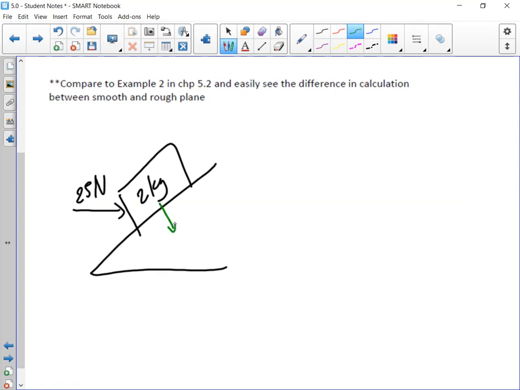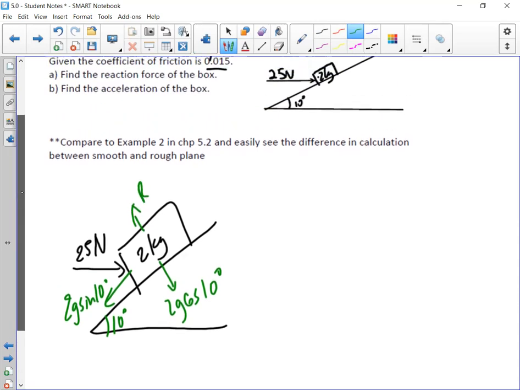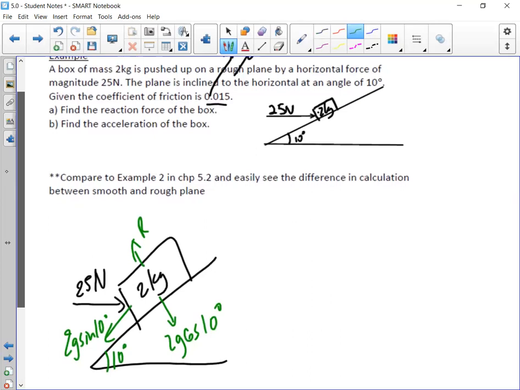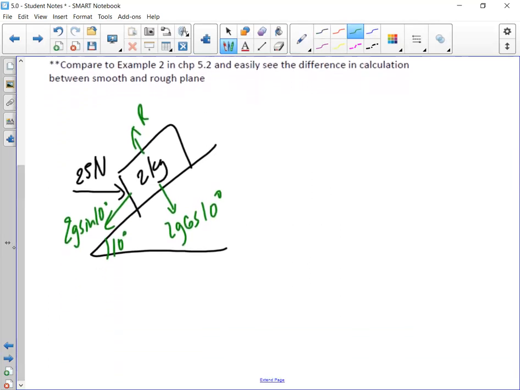So it's mg, the mass times g, cos theta, where theta is 10 degrees, so it's cos 10 degrees. And then downwards here, we've got mg sin 10 degrees. They're always there. And opposite 2g cos 10, we have the reaction. Right? Now, but this time, because there's friction, we have to include friction.